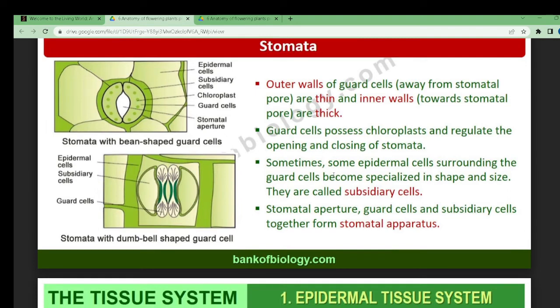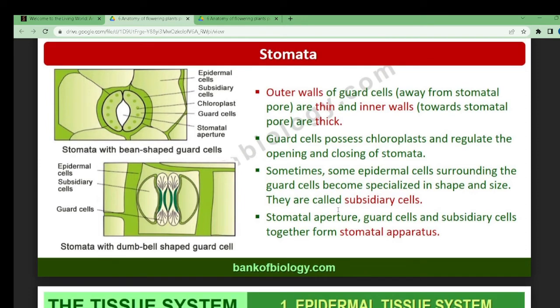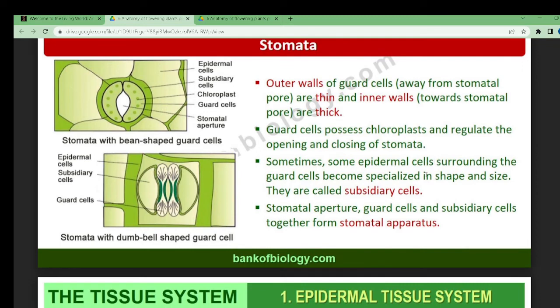Now, the guard cell possesses chloroplast and regulates the opening and closing of stomata. When you see these guard cells, they also contain chloroplasts. You can see these dot-like structures. These are nothing but the chloroplasts, and they regulate the opening and closing of stomata because the chloroplast has some power to regulate it.